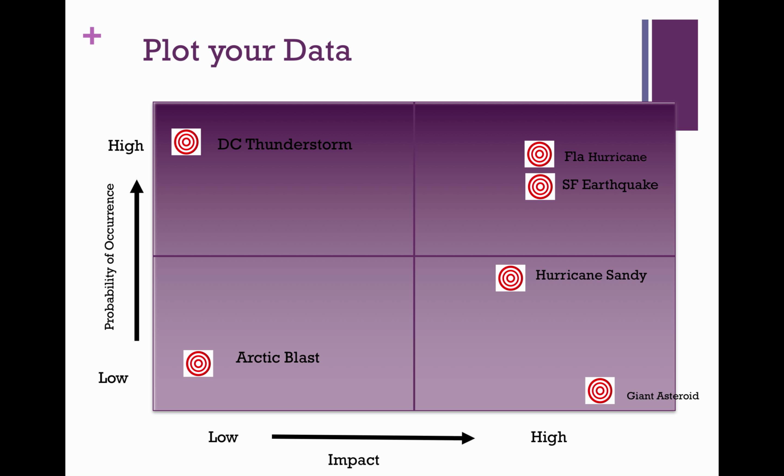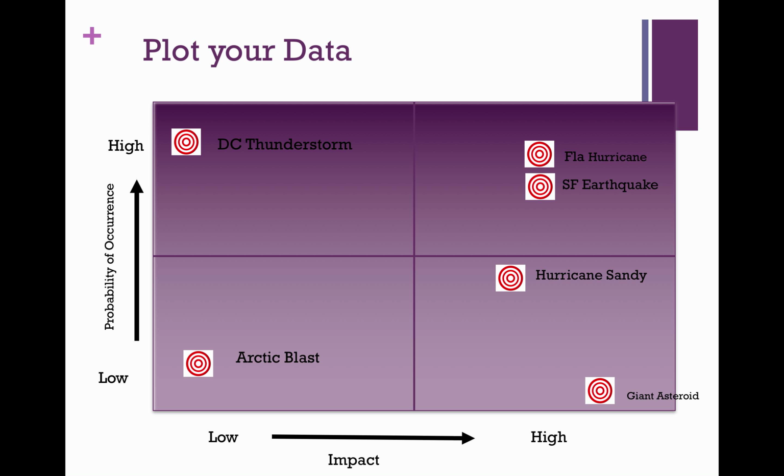A giant asteroid wiping out the city of Washington, D.C., or maybe the planet. Yeah, that would be devastating, obviously. We've all seen those movies about the Earth being destroyed. So I pretty much consider that the highest impact event possible. But what's the probability of that? Based on my knowledge, it probably happens once every billion years. So clearly, that's a low probability event.